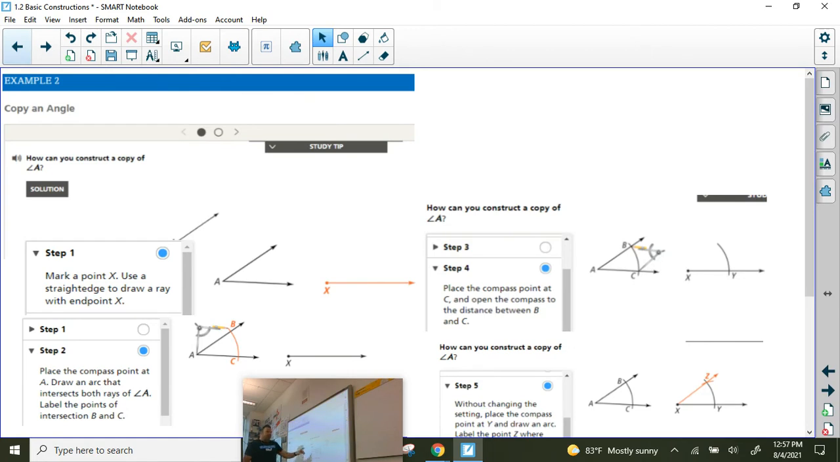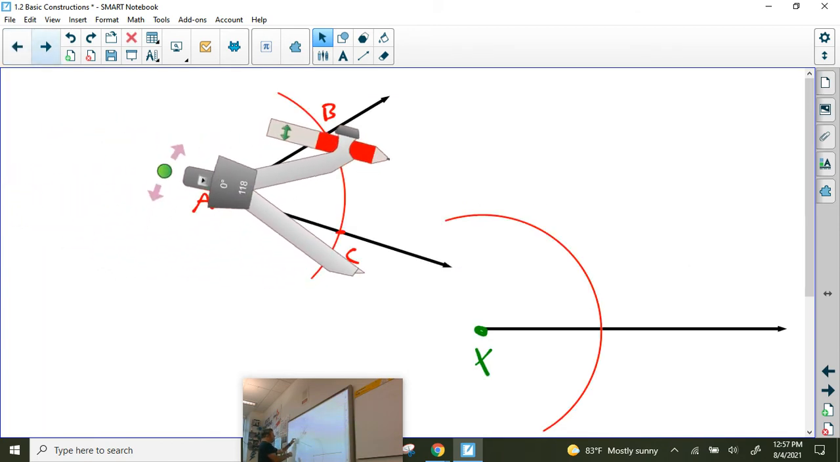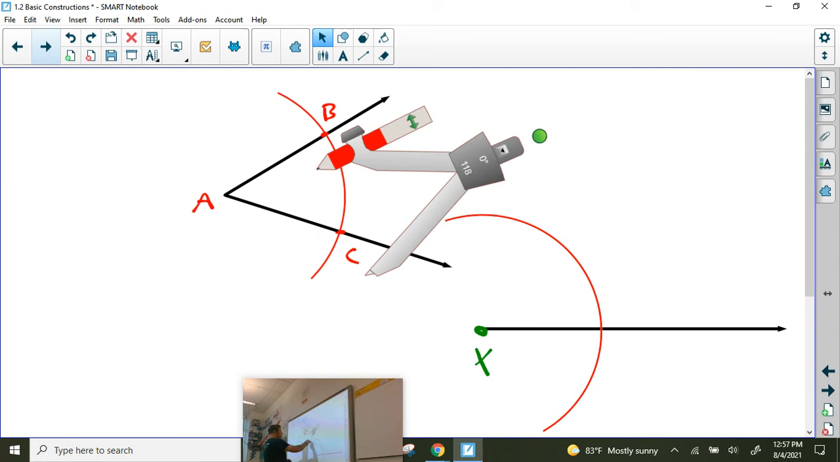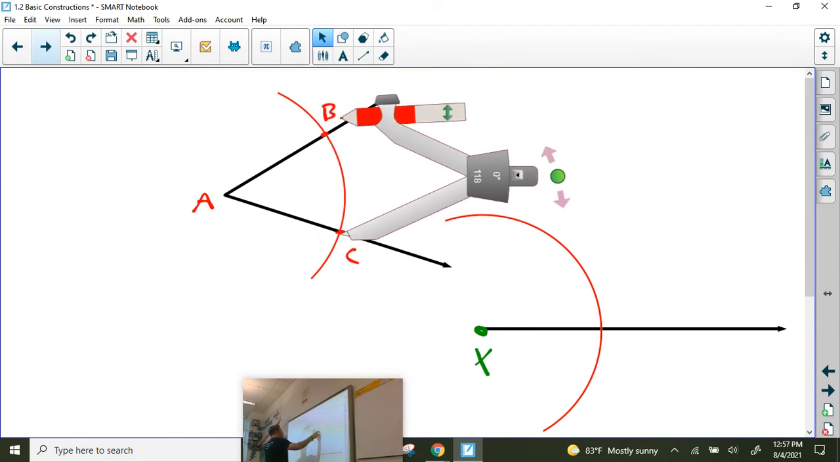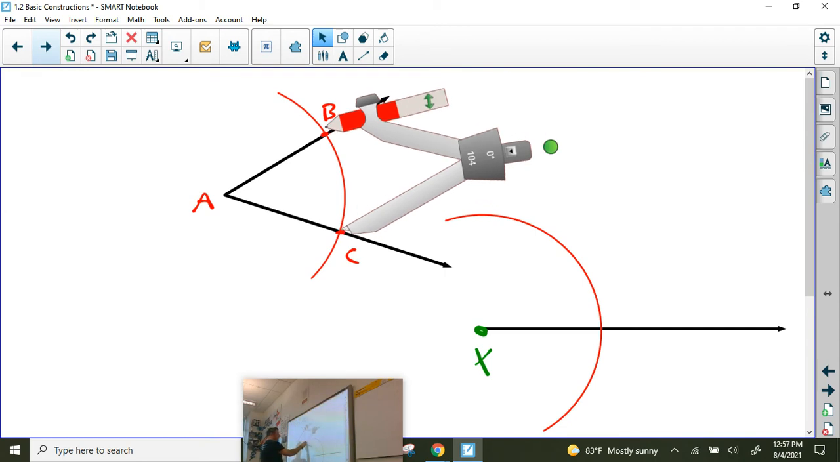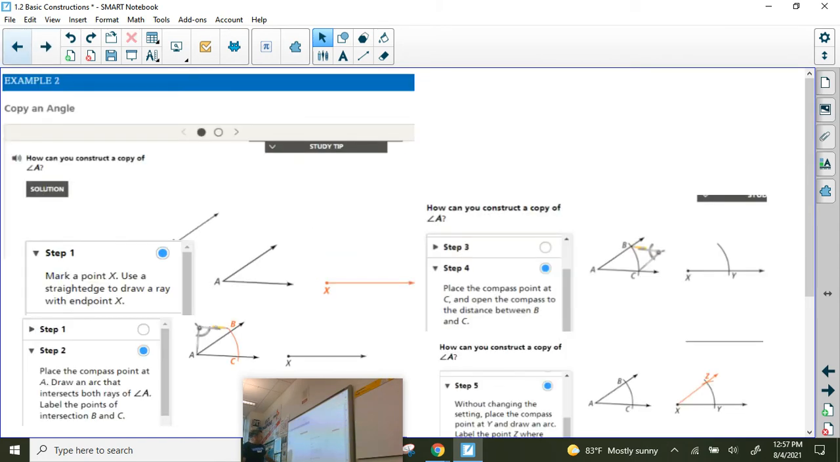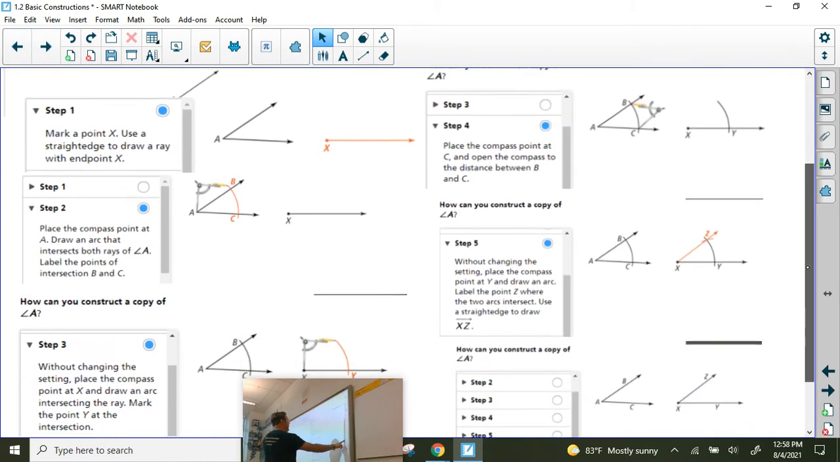So we go over to step 4. This is the step that students forget or misinterpret. Place the compass at point C down here and B. Okay, so we have C and B. So now this is where your compass, you need to change it. We need to measure the length between C and B. So I'm going to go right here. I'm going to pull this one in.